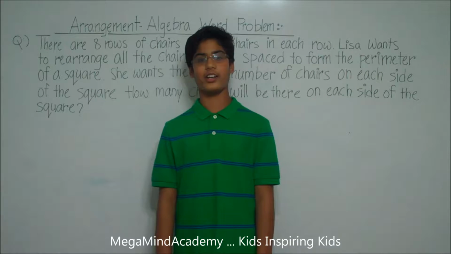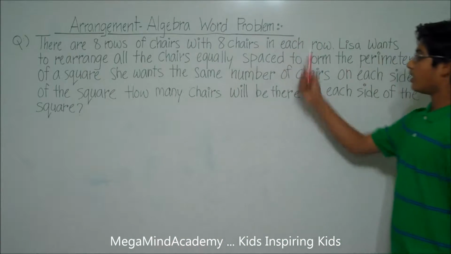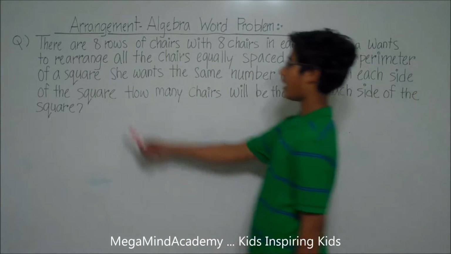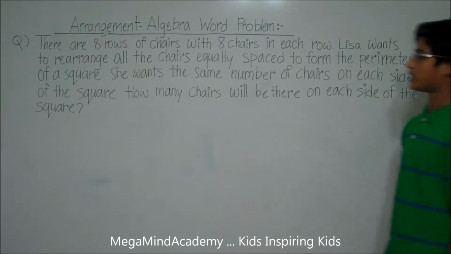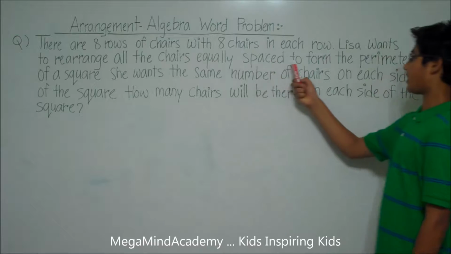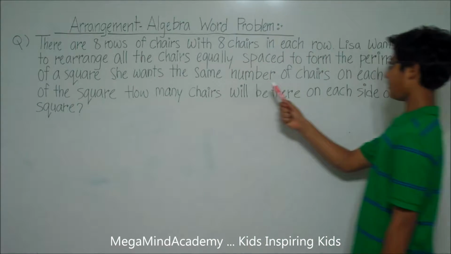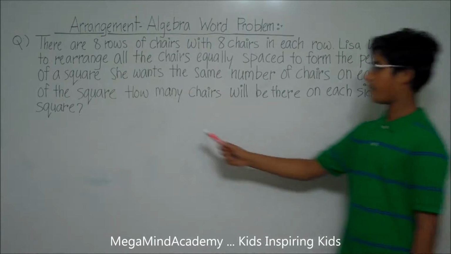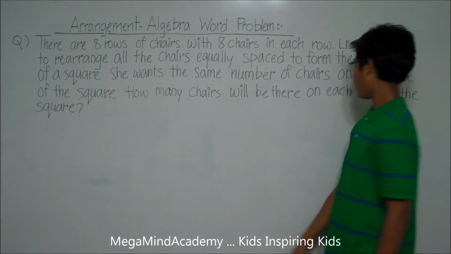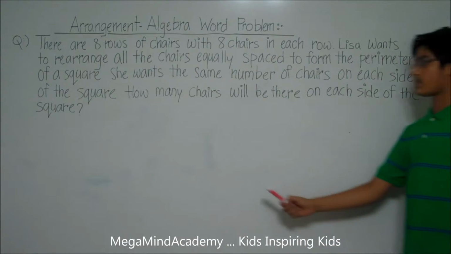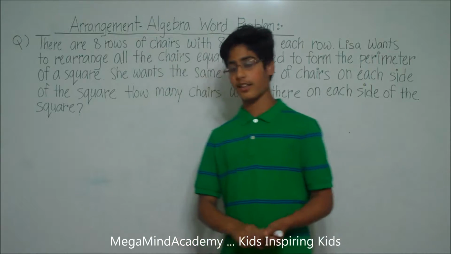Today we're going to learn about arrangement in algebra. Let's say we have a problem, like there are 8 rows of chairs with 8 chairs in each row. Lisa wants to rearrange all the chairs equally spaced to form the perimeter of a square. She wants the same number of chairs on each side of the square. How many chairs will there be on each side of the square?